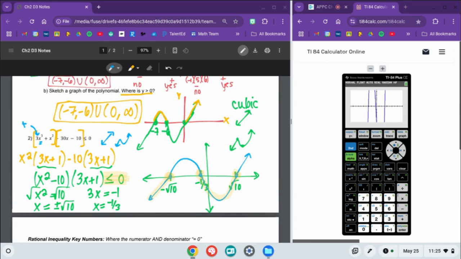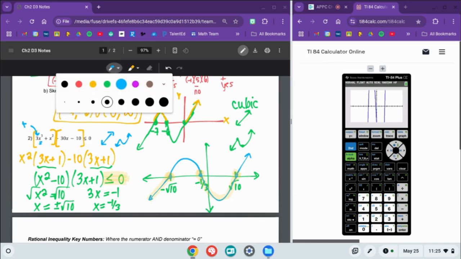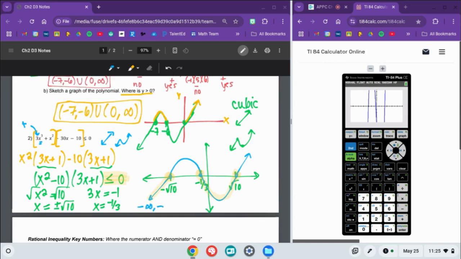All right, so to list our final solutions, we're going to say that it can be from negative infinity to negative square root of 10. Now, infinity always has parentheses, but this time we'll go with a bracket because we are including the number negative square root of 10, and then union. And then we're going to go with negative 1/3, including a bracket because there is a 0 at negative 1/3, up to positive square root of 10. And those are our 2 regions with a U symbol in the middle because that's the union symbol.